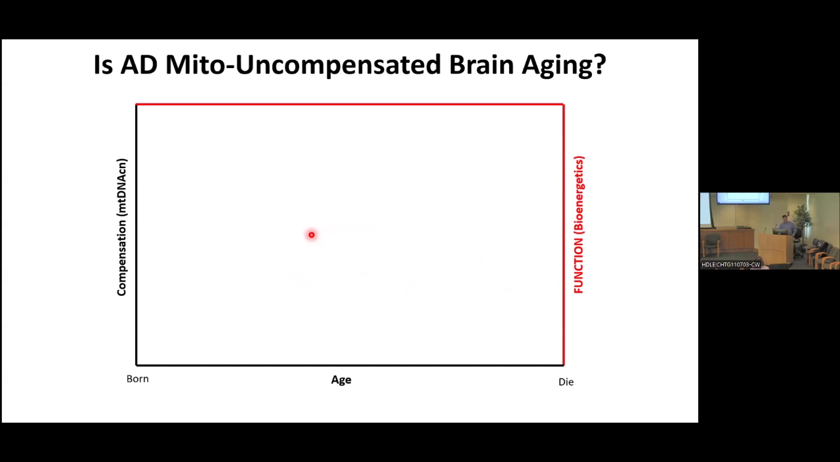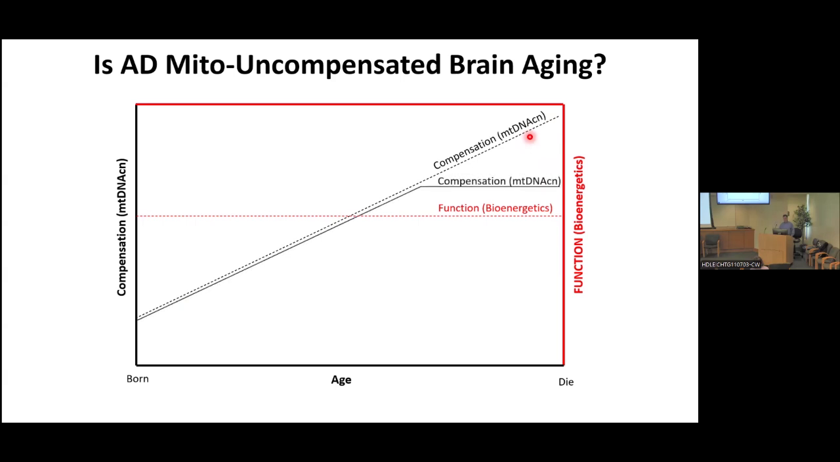So on this x-axis, I'm showing age, going from young to old. On this y-axis here, I'm showing function in terms of bioenergetics. And on this y-axis here, compensation measured as mitochondrial DNA copy number. The gist is that the brain will maintain the level of bioenergetic function that it needs. But how hard does it have to work to do that? If you're using mitochondrial DNA copy number as your biomarker of how hard you're working, when you're young, not very hard. But as you age, it takes more work and you need to increase your mitochondrial DNA copy number.